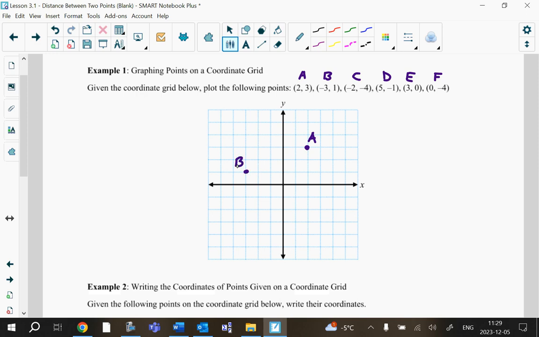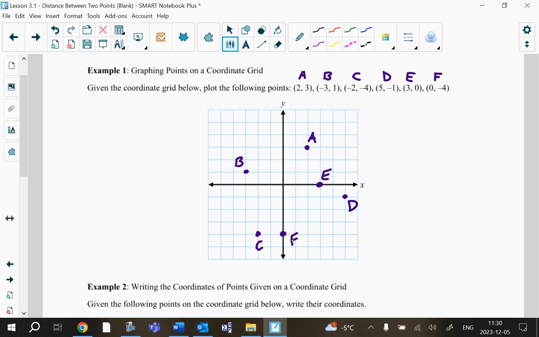And you guys should be able to do the remainder of those. So C, 2 to the left, 4 down. D, 5 to the right, 1 down. Remember, zeros in the coordinates mean there's no movement. So E, 3 to the right, and then no vertical movement. So I just stay right there. And F, no horizontal movement, but then down 4 of a vertical movement. And I get that. Pretty straightforward, I think.